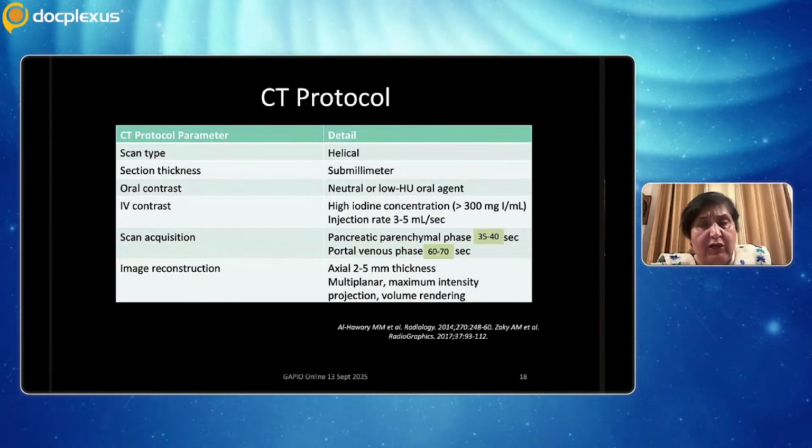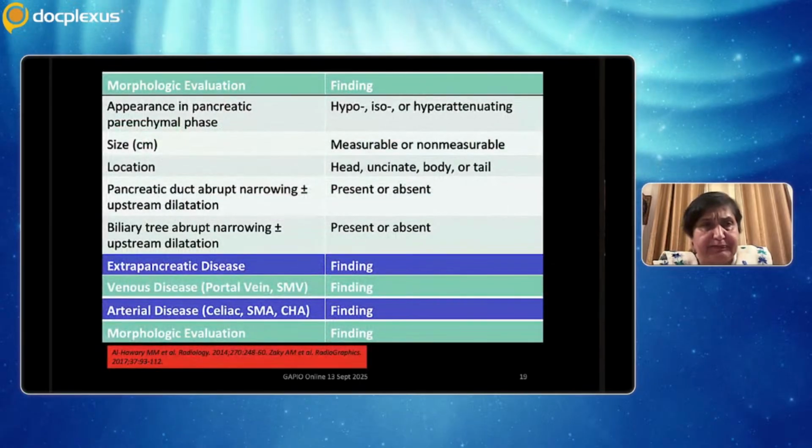IV contrast, we normally use either 350 or 400 milligram of iodine per ml, with an injection rate of 3 to 5 ml per second. A pancreatic parenchymal phase of 35 to 40 seconds is used, and a portal venous phase of 60 to 70 seconds. If you're suspecting a neuroendocrine tumor, you need to do an early arterial phase, otherwise you might miss the tumor. Image reconstruction is done at 2 to 5 ml thickness. You can do multiplanar, maximum intensity projection and volume rendering.